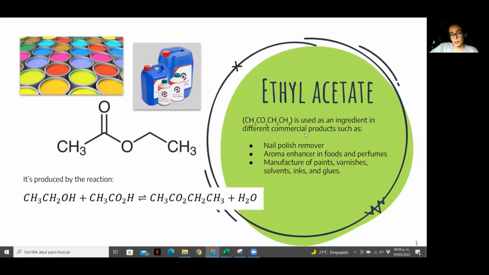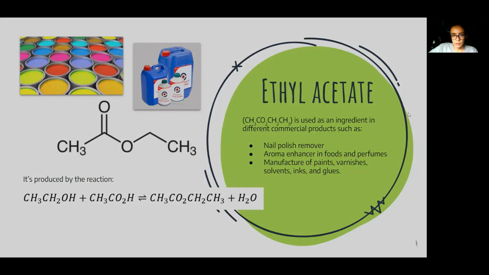Ethyl acetate, with the chemical formula shown here, is used as an ingredient in different commercial products such as nail polish remover, aroma enhancer in foods and perfumes, manufacture of paints, varnishes, solvents, inks, etc., and it's produced by the reaction between ethanol and acetic acid, which yields ethyl acetate plus water.